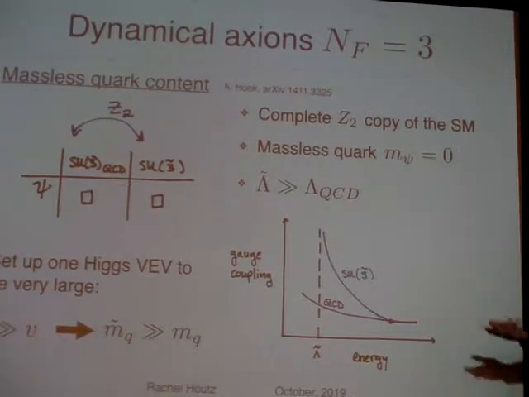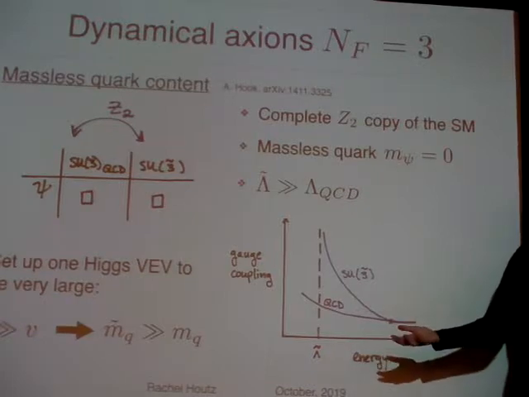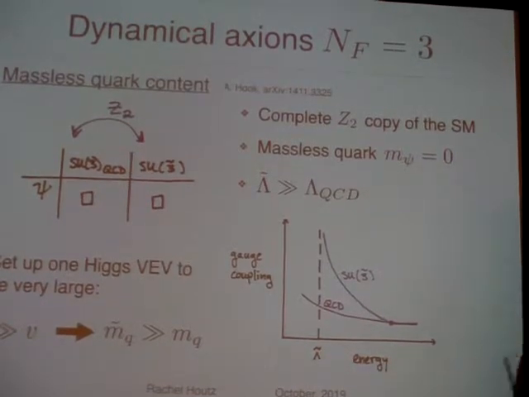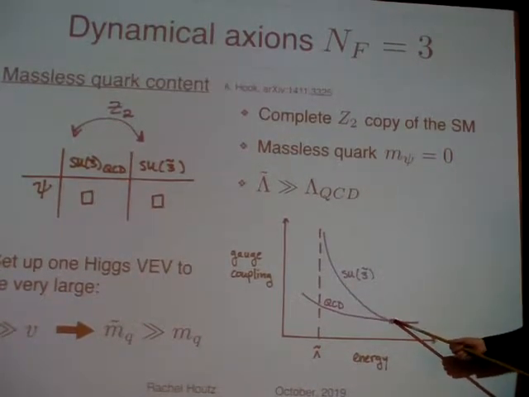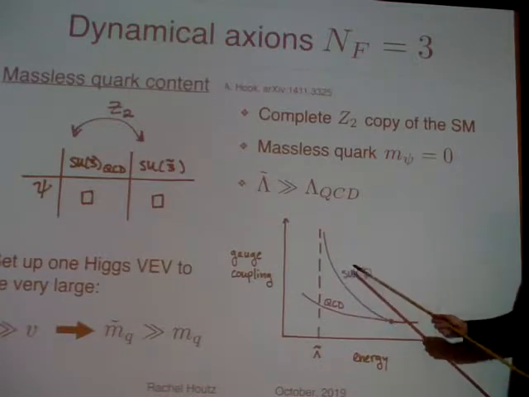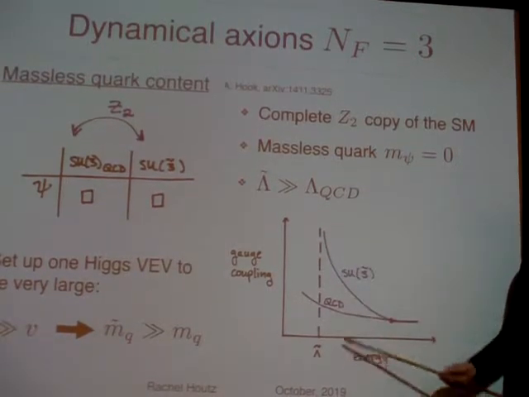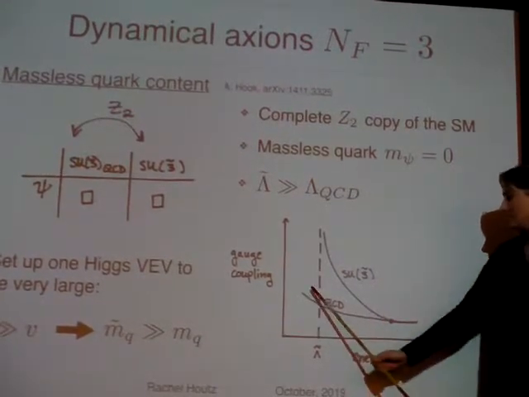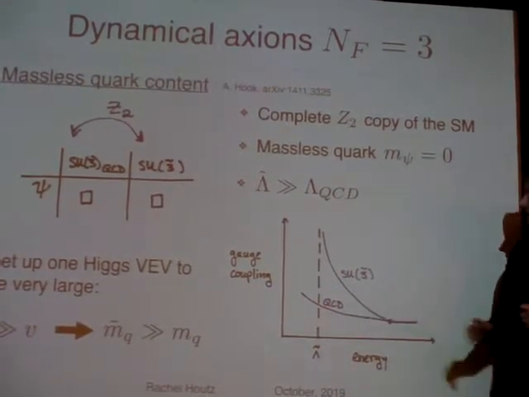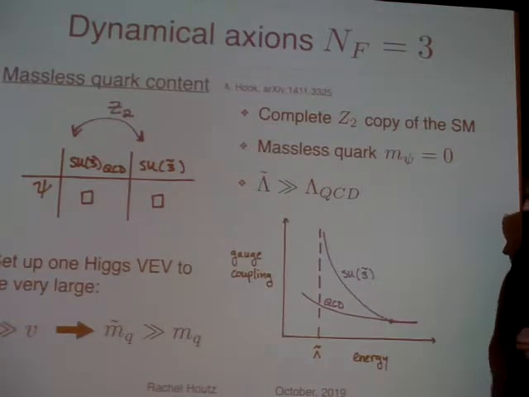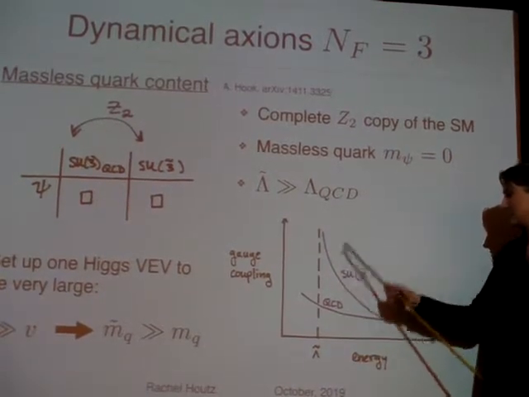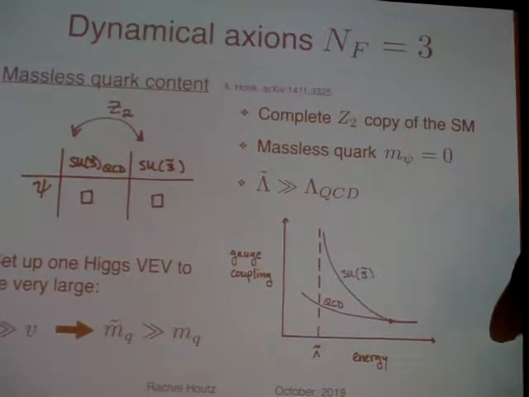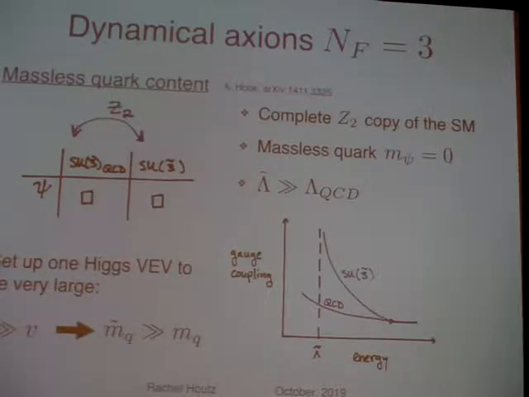And what that means is that there's a higher VEV, so the masses of the mirror world quarks are very, very heavy. You can integrate them out at some really high scale, and so this mirror world QCD runs faster and confines at whatever scale you want, depending on how you set this up. And then QCD confines lower. And that's how he separates the two confinement scales. And then at this confinement scale is where the dynamical axion lives.